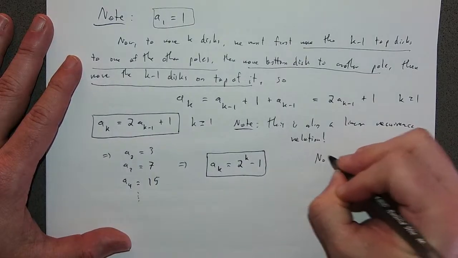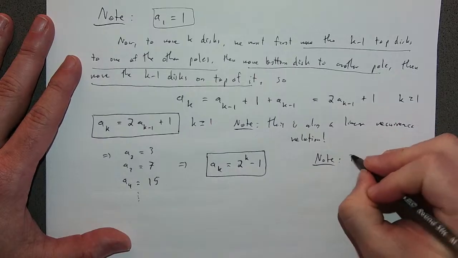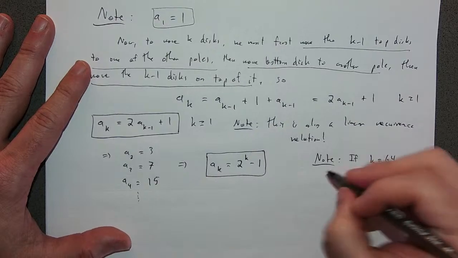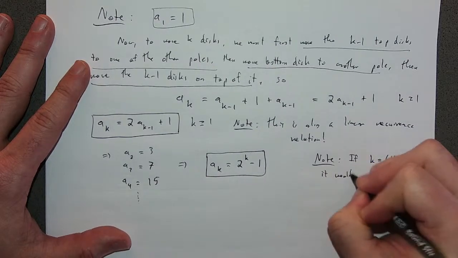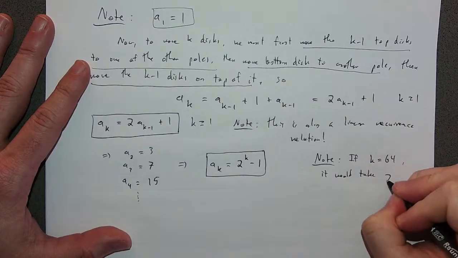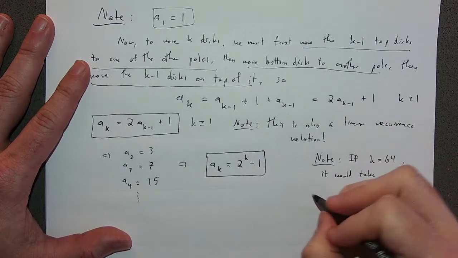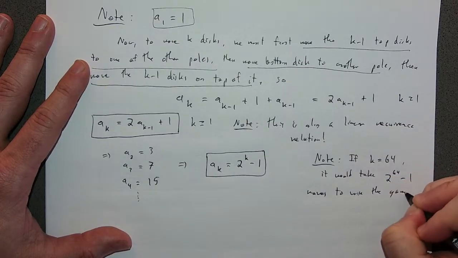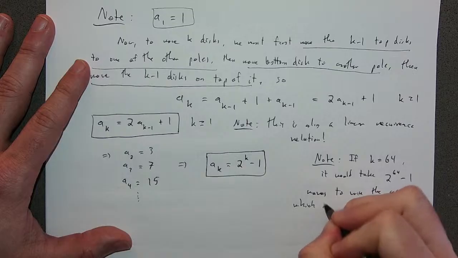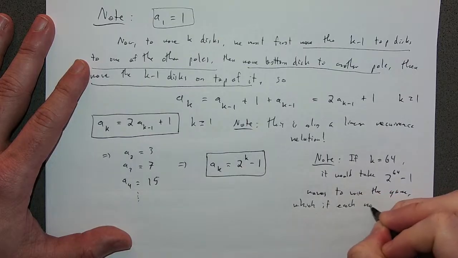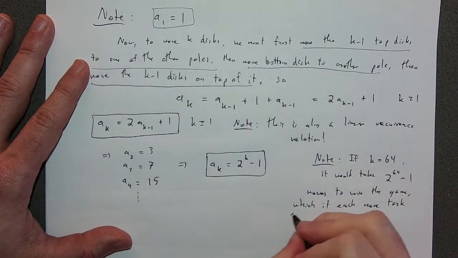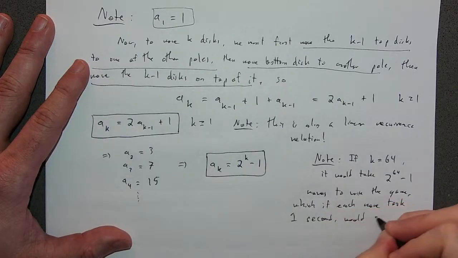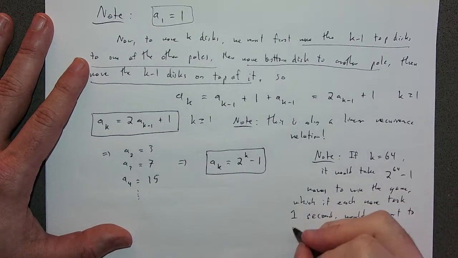Quick note, if, say, k is equal to 64, so 64 disks, it would take 2 to the 64 minus 1 moves to win the game, which, if each move took 1 second, would amount to several times the age of the universe.